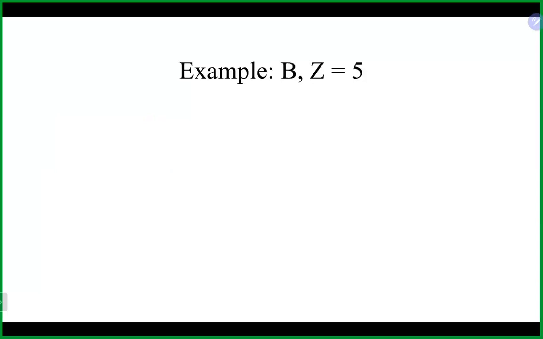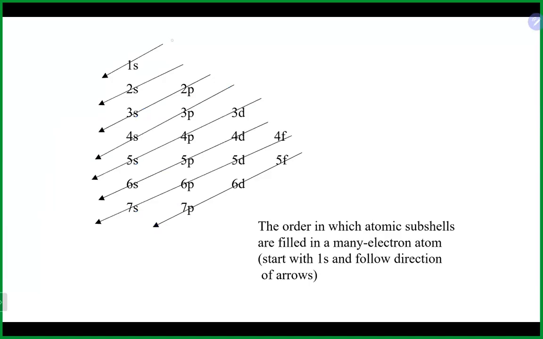So boron, which has 5 protons and also 5 electrons. Once again here, we would start up here. We would come here, which could hold 2. We would zigzag back down. That could hold 2, but we actually need 5 in this case. So we will need to get into the p subshell here.